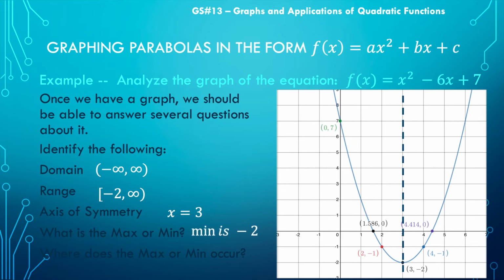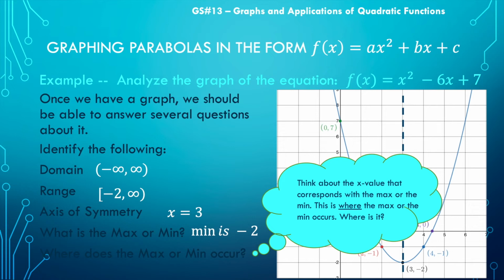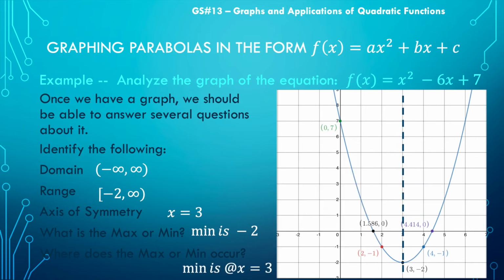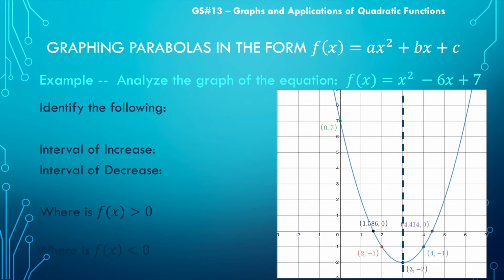And where does that happen? That's the x value that corresponds with that minimum. So where it happens is at x = 3. So the minimum is -2, and it occurs at x = 3. Okay, we've got a couple more things to look at here. Let's look at intervals of increase and decrease.